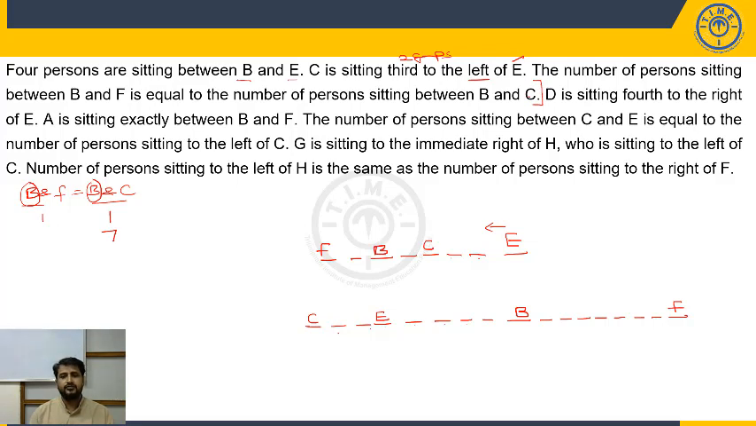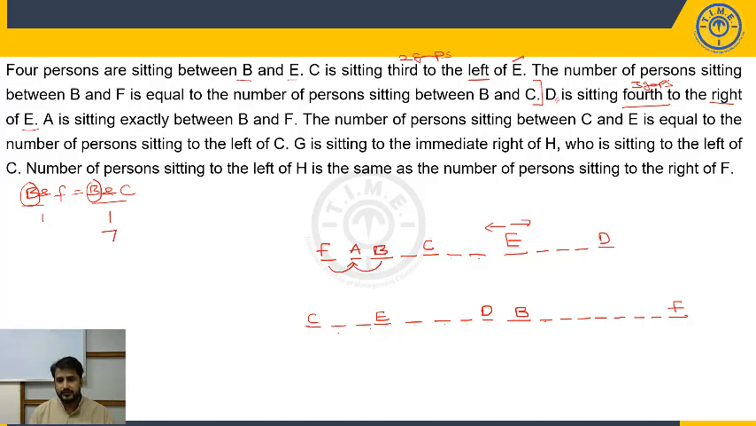Next, D is fourth to the right of E. D sits fourth to the right of E. Fourth right means how many gaps are required? 3 gaps, right side of E. Who will be there? D will be there. So right side of E will be this side. So 3 gaps and D. And E is already here. 1, 2, 3 gaps and D will be here. A is exactly between B and F. A is exactly between B and F means equidistance. A to F 0 and A to B 0.